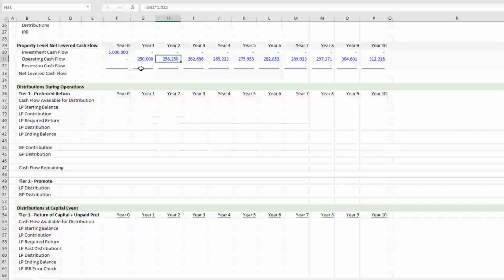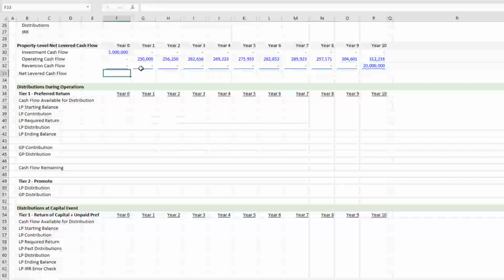Okay, so each year, the amount of cash flow available to distribute to the partners from operation is growing over time. And then in year 10, we have a reversion cash flow. So we sell the property at, let's say, $40 million. We have a $20 million outstanding loan balance, and we're left with $20 million of equity cash flow, or cash flow available to distribute to the partners at this capital event.